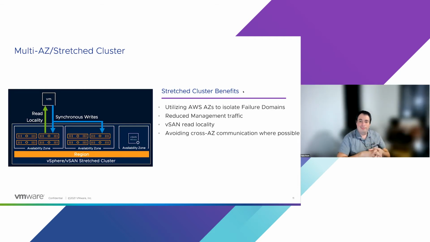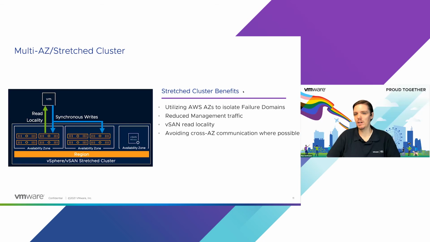Yeah, go mate. So with stretched cluster, as Fabio already mentioned, we have isolated failure domains within AWS to minimize any impact when there is an outage or anything happening to one AZ. What's also interesting is that we have reduced management traffic going across, and we also have vSAN read locality. Let's say you have a VM running on site A or AZ1 and the data resides in AZ2. We try to accommodate so that these are not cross-talking too much, to have less communication between the AZs.